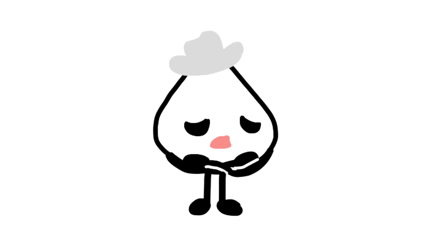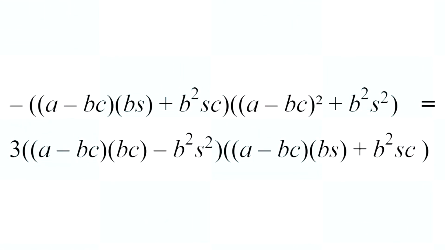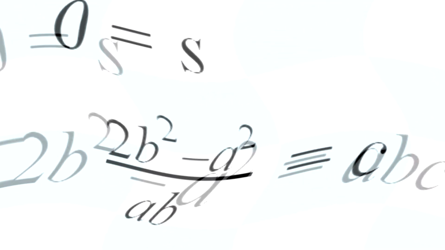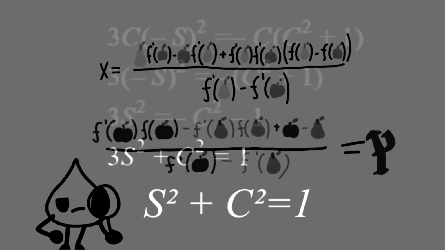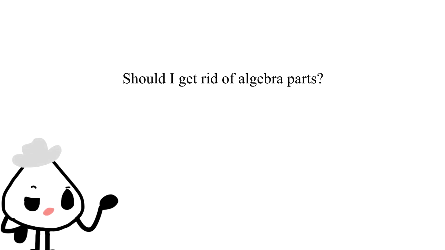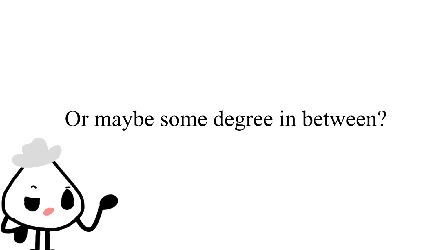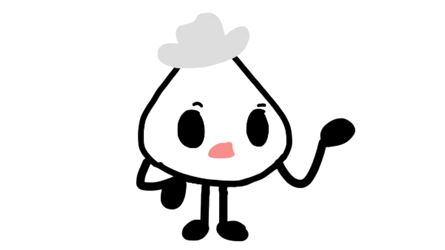And that does it for this episode. It's quite a decent length for a PF video, not too long without the algebra part. However, I have some sense of discomfort about removing the algebra parts because it has always been how most of my PF videos are structured. So here I ask about your thoughts on this. Should I straight up get rid of algebra parts or keep them? Or maybe some degree in between? Please let me know in the comments, and I shall consider.